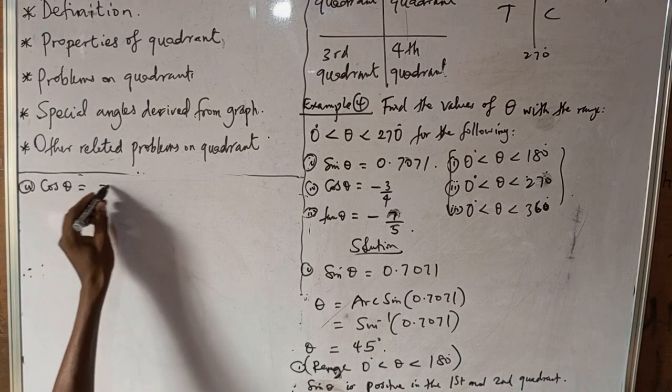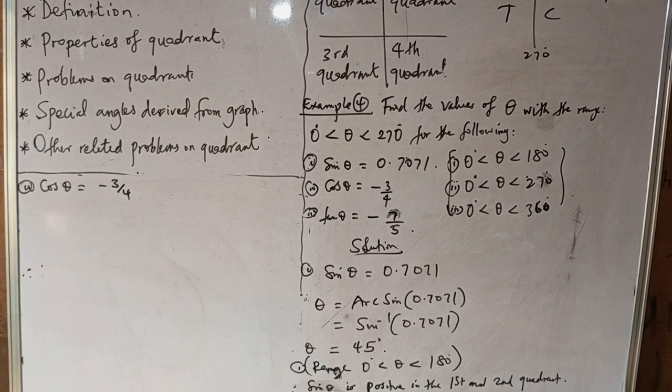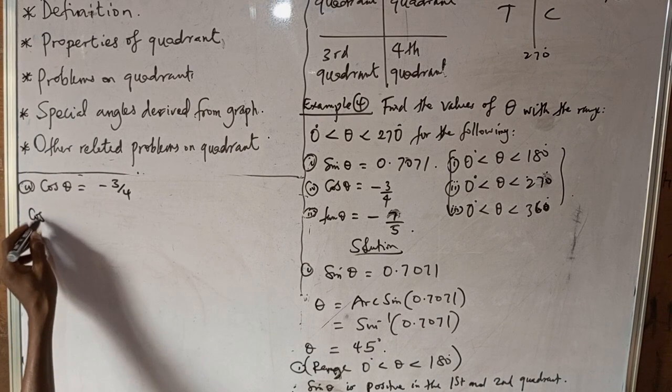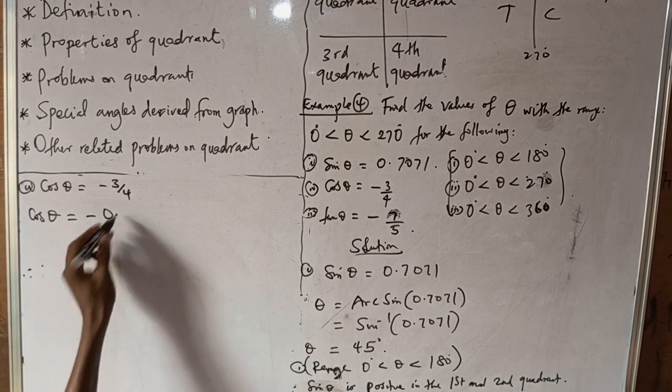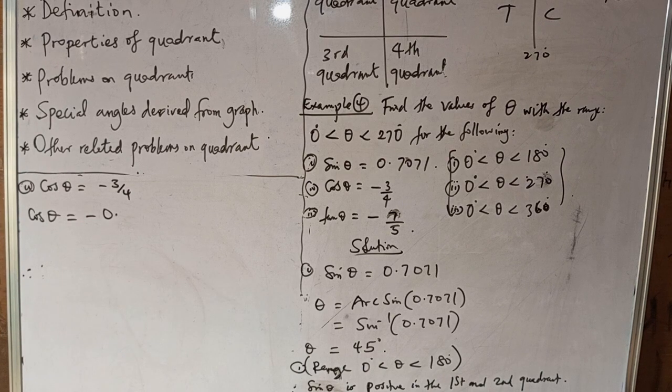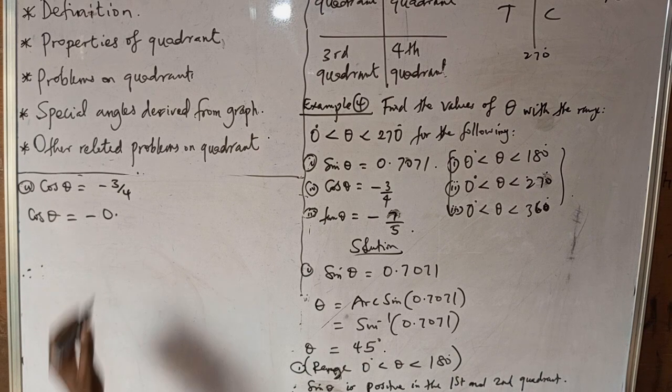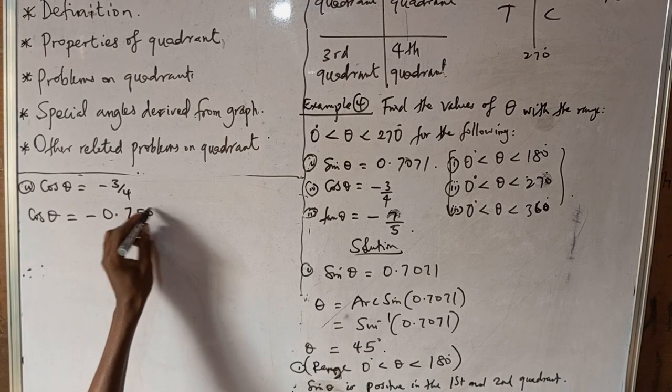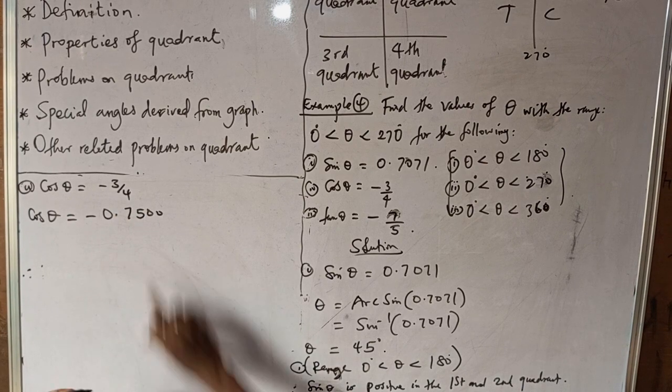Cos theta is equal to minus 3 over 4. The first thing is to change this to a decimal. Our calculator gives us 0.7500, and we need to take the inverse of this.